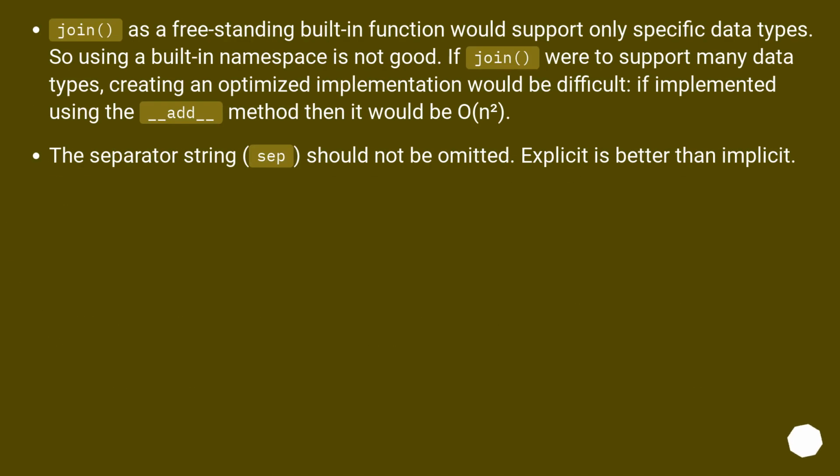join() as a freestanding built-in function would support only specific data types, so using a built-in namespace is not good. If join were to support many data types, creating an optimized implementation would be difficult. If implemented using the __add__ method, then it would be O(n²). The separator string, sep, should not be omitted. Explicit is better than implicit.